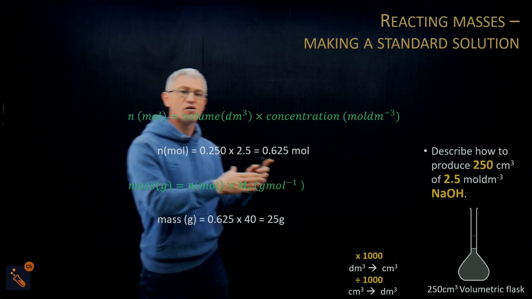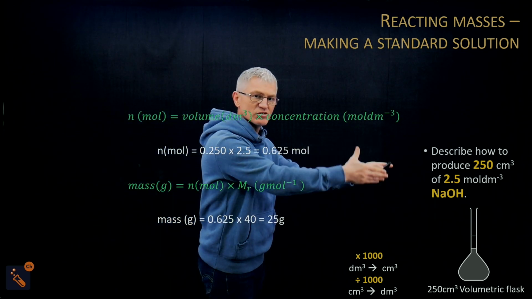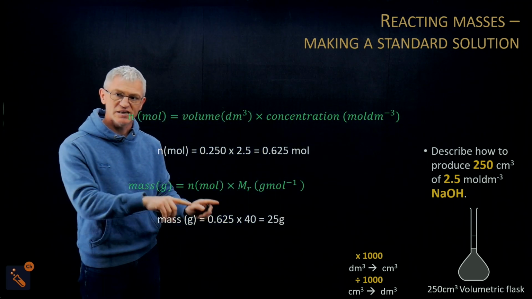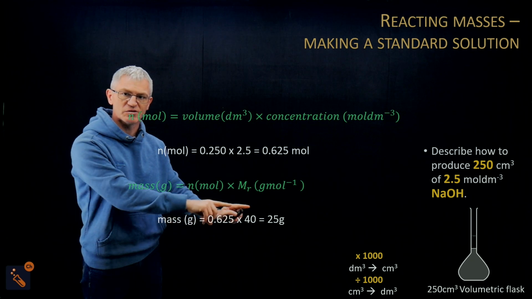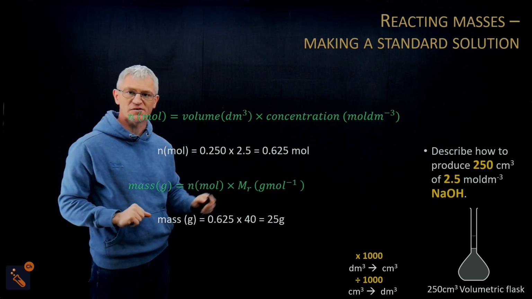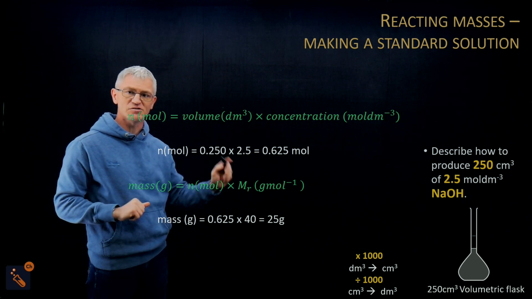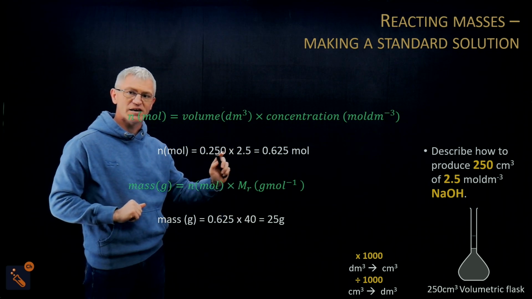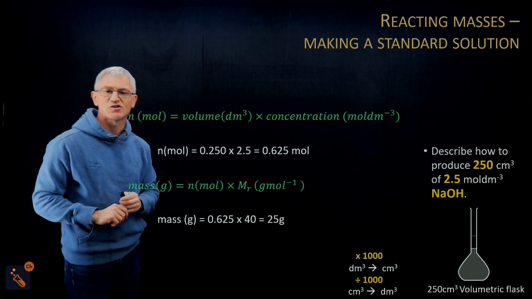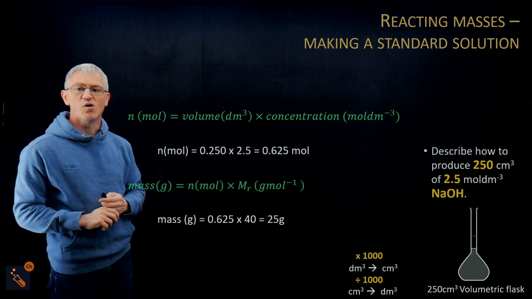That's the moles of the NaOH you need to put into the 250 cm³. Then you take the number of moles and times it by the molecular mass of the thing that you're trying to make, the NaOH, and that gives you 25 grams. So to make this standard solution, you put 25 grams of your NaOH into your 250 cm³ of water.